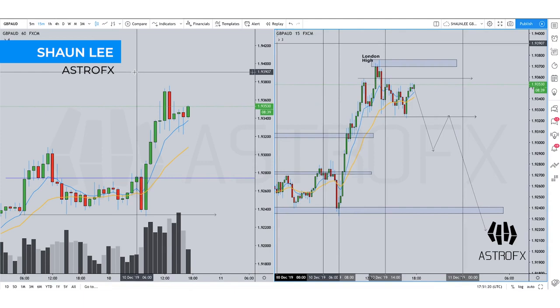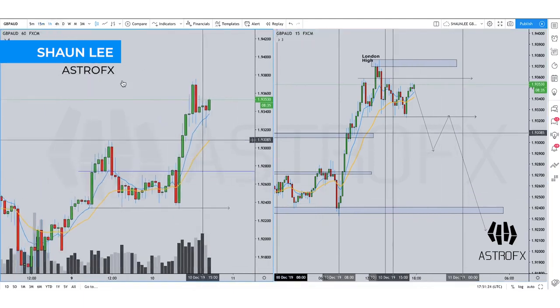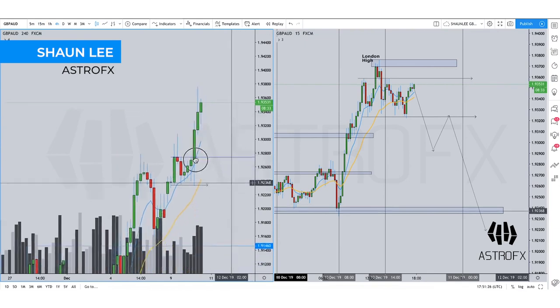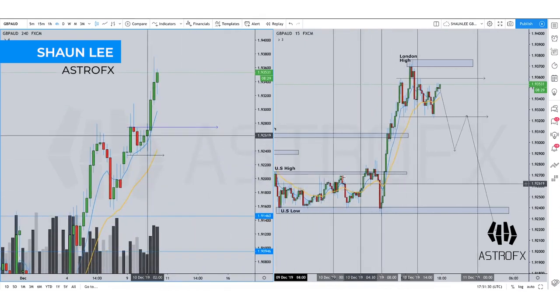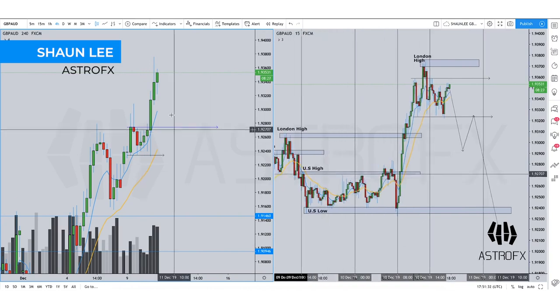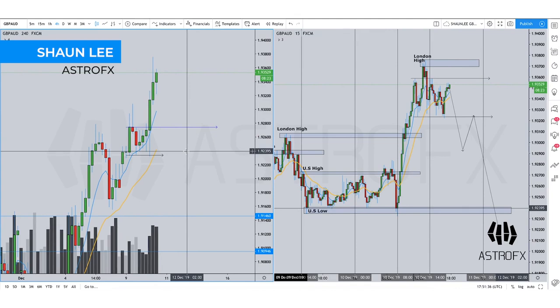So I am hoping that we do get a rollover to the downside. And also we have to take into consideration the 4-hour areas. So we have this one right here, which is 9273, which lines up more or less with the US high of the week. So if it does start to reverse, we have to think about where retail stops are.